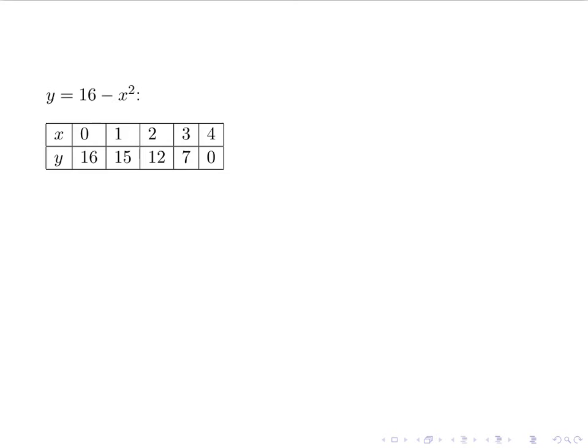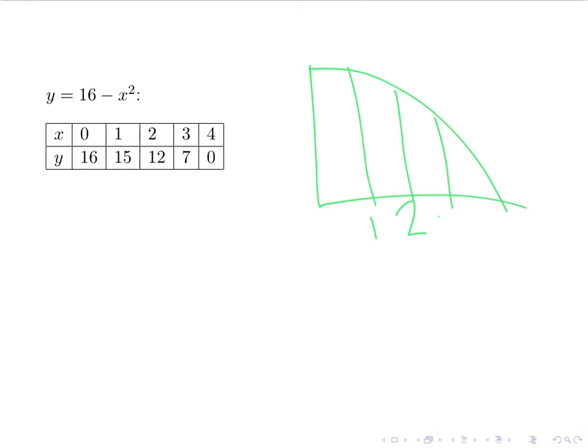So what I'm going to do is find those endpoints. Again, we had from 0 to 4 in 4 segments, so that's going to give me my endpoint values of 0 through 4. So if I just drew my picture here, here's 1, 2, 3, 4.